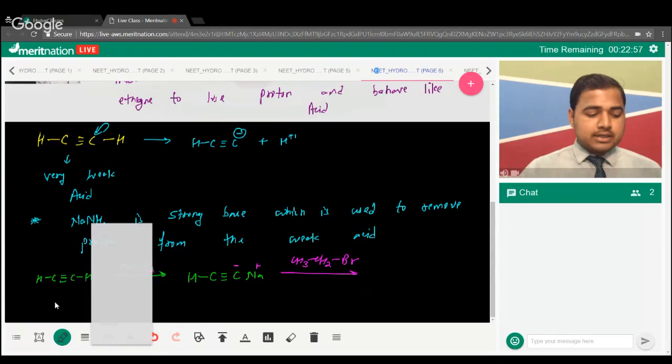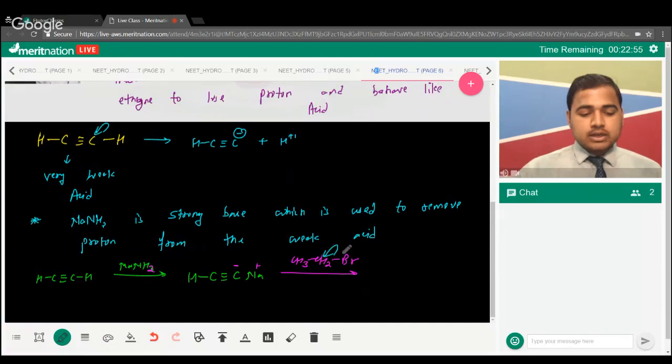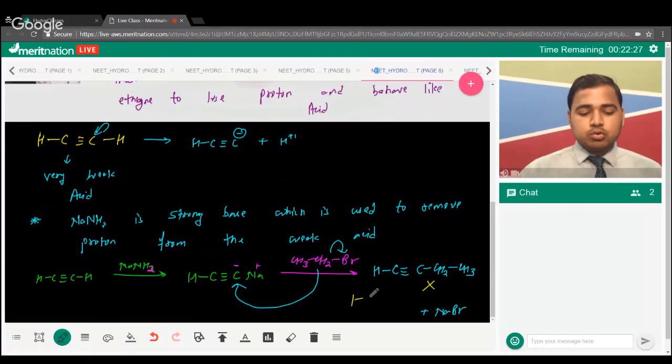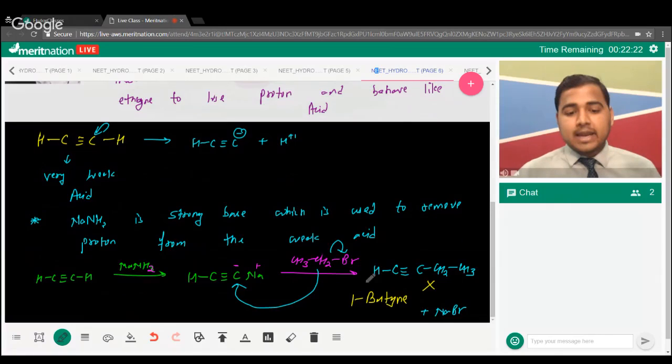CH3CH2Br. So what happens, students? This bond is going to break towards the bromine, because bromine is more electronegative. So this carbon is attacked by the negative carbon atom, and it will form HC triple bond C, CH2 CH3, and form the NaBr. So this is the first process. This will be your X, and X is your 1-butyne. So finally you formed your X.